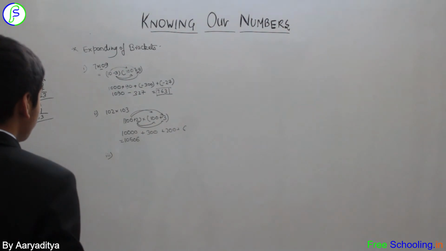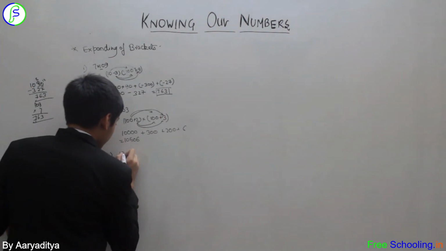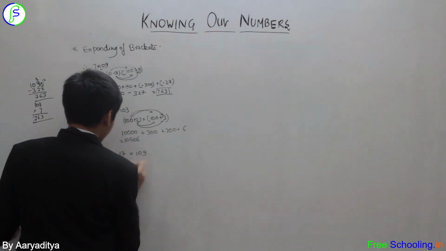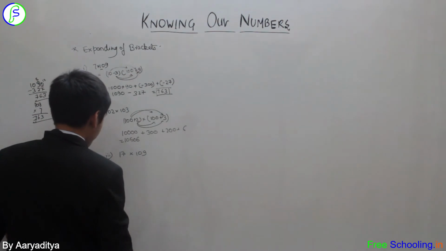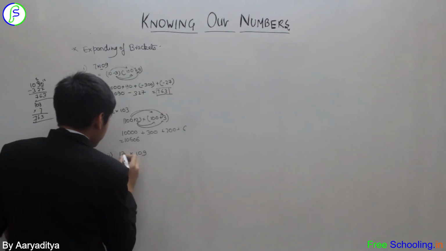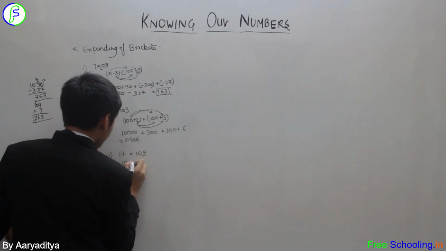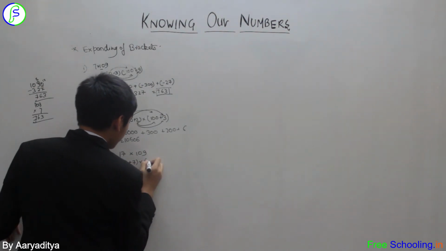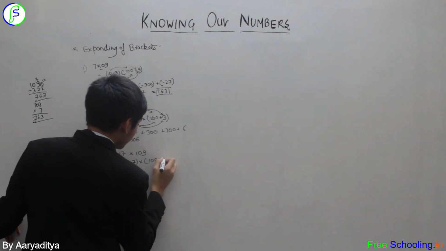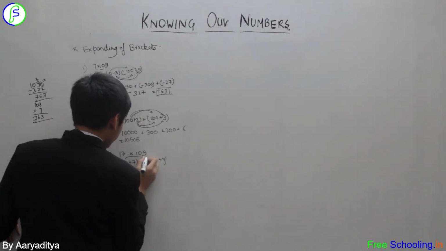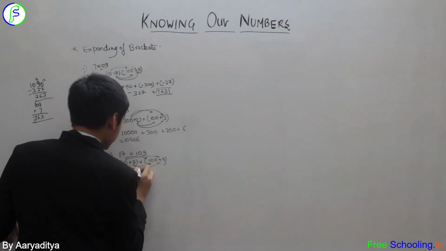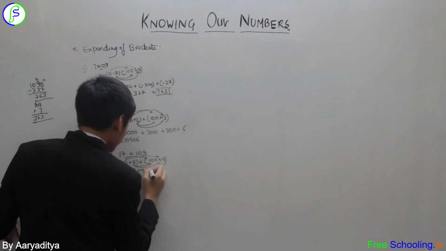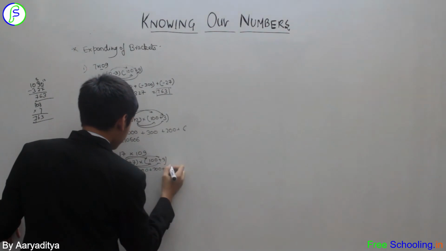So this example would be 17 into 109. Let us do this one. 17 is found when we add 7 to 10, and 109 is found when we add 9 to 100. Then again doing the same process as we have done earlier. What do we get? We get 1000 plus 90 plus 700 plus 63.